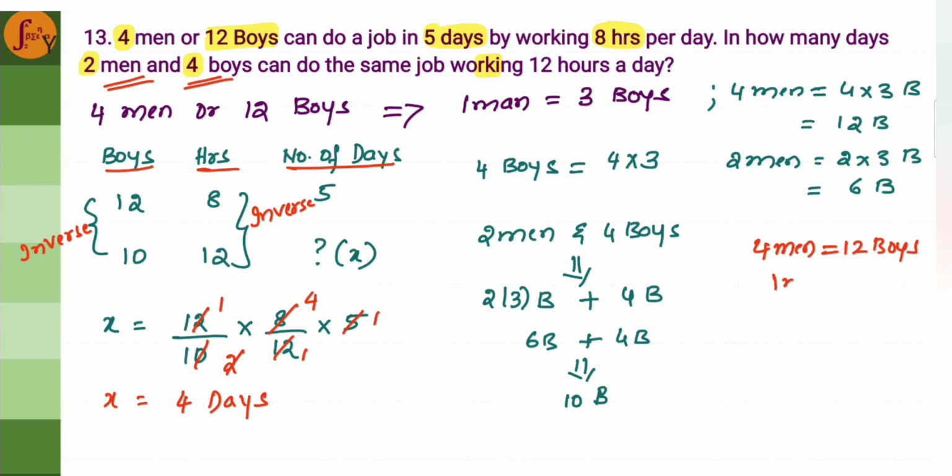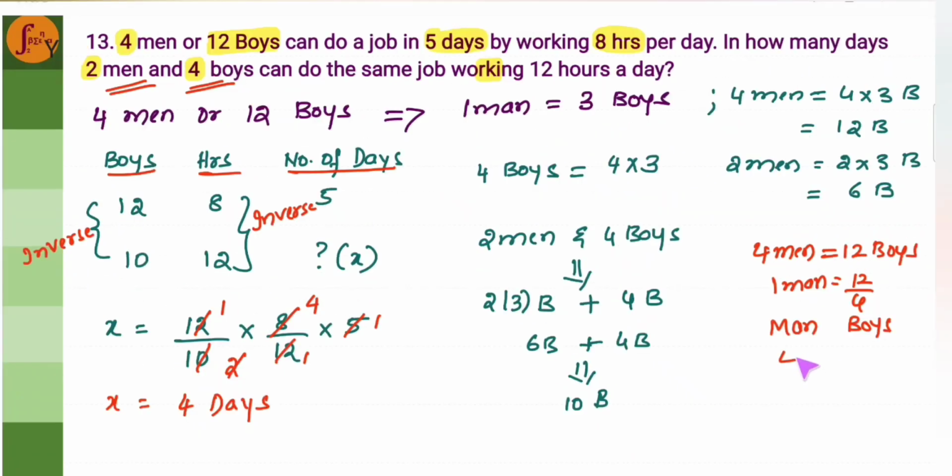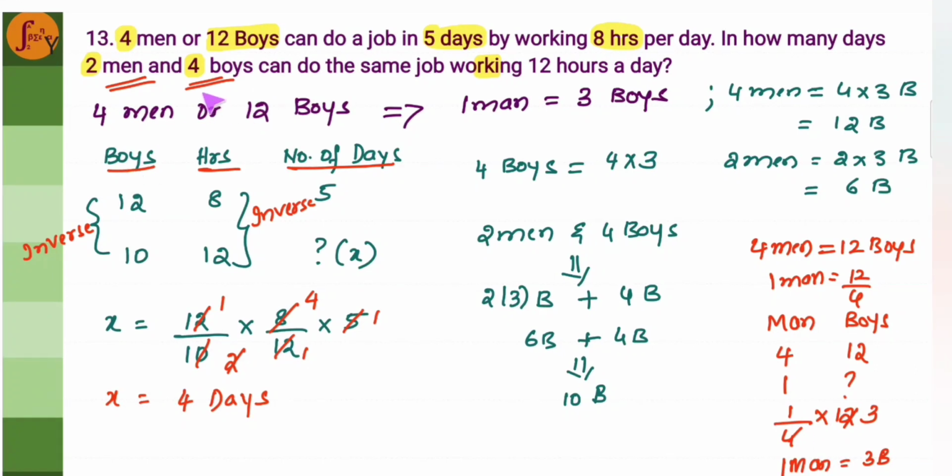And that means 1 man is equal to how much? It's going to be 12 by 4. 4 men is equal to 12 boys, so 1 man is how many boys? 1 man is 1 by 4 into 12, that is 3. So 1 man is equal to 3 boys. We'll remove men from everywhere and get it to only boys.